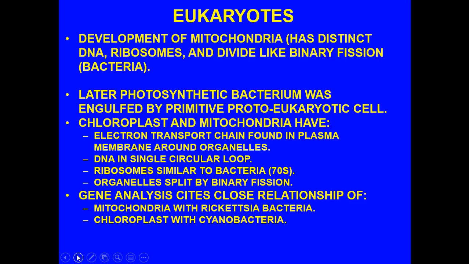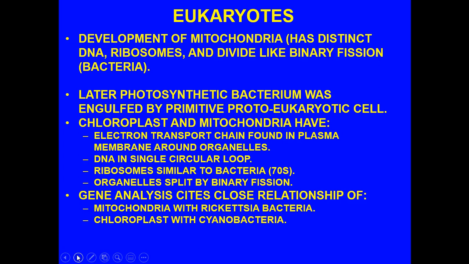Now later on, it's believed that a certain photosynthetic bacterium was engulfed by a primitive proto-eukaryotic cell. The one thing that chloroplasts and mitochondria have alike is that they have the electron transport chain found in the plasma membrane around organelles. They have DNA in a single circular loop. The ribosomes are similar to bacteria with a basic sedimentation rate of 70. The organelles split by binary fission.